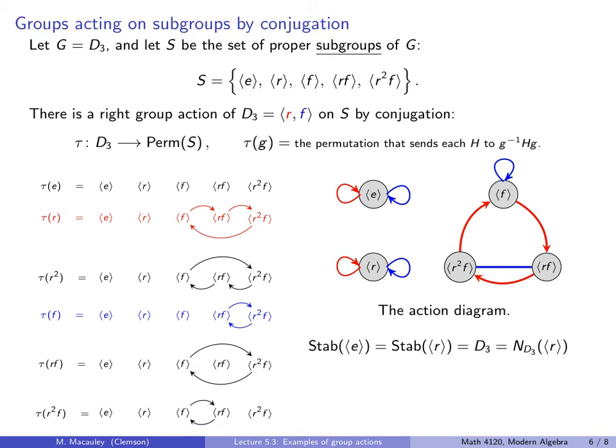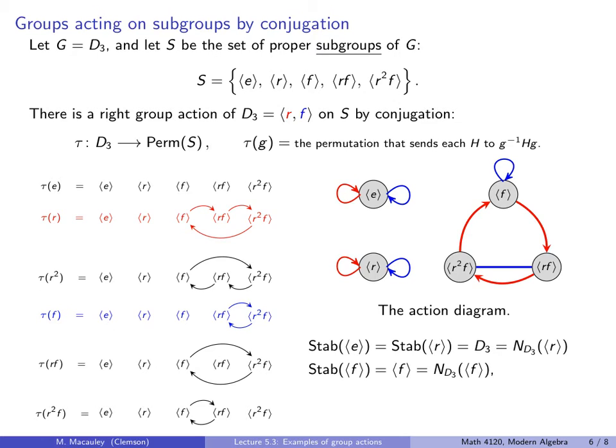Let's now compute the stabilizers of each of these subgroups. In other words, each element in S. So these two fixed points, because they're fixed points, they're stabilized by all of D3. Everything fixes them. And if you think about what a stabilizer means in this context, it's the set of all group elements G that normalize H. So the stabilizer of this is just the normalizer of that subgroup in D3. And the same thing holds for the other subgroups.